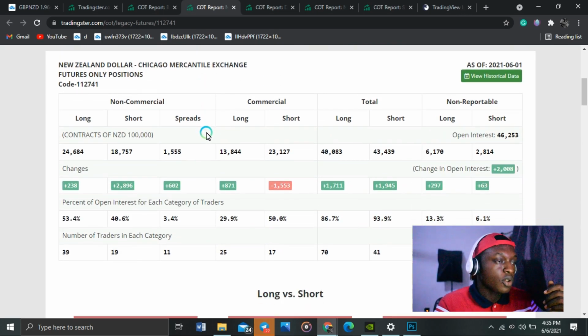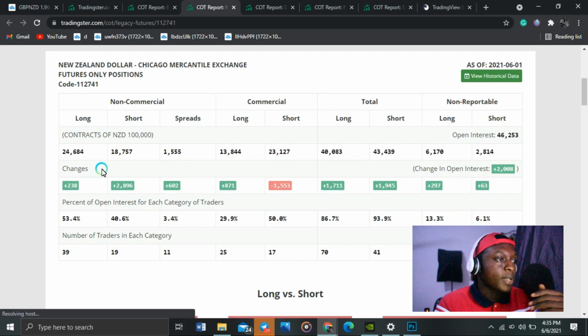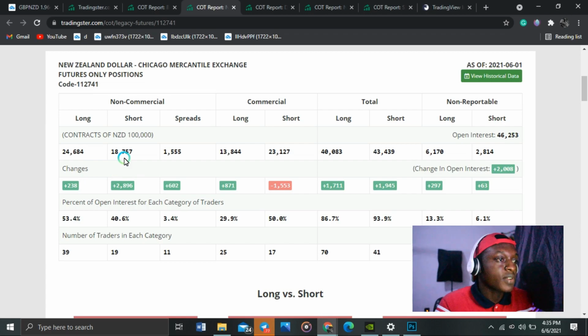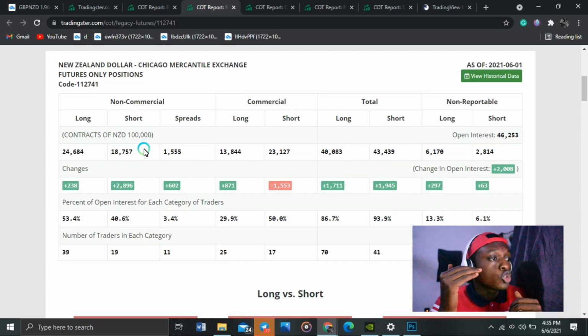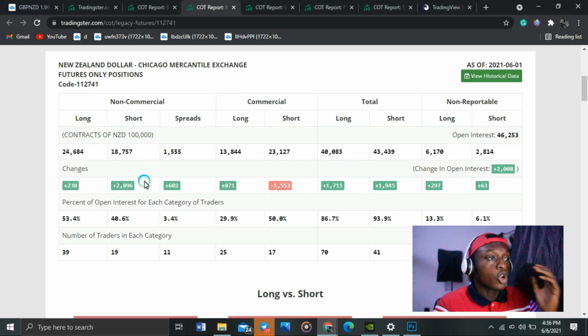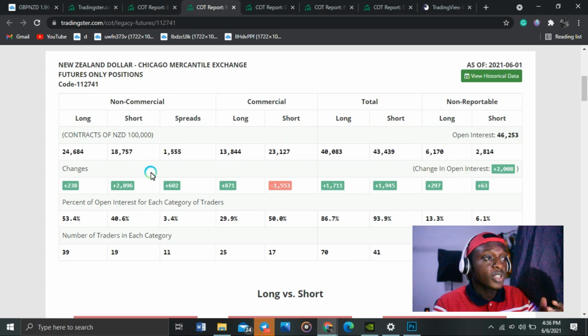That's the New Zealand dollar. On the New Zealand dollar, you can see that we had 24,684 longs and 18,757 shorts. So we had more longs than shorts. In the recent report that got released, we realized that they added 238 longs and added 2,896 shorts. So they added more shorts than longs with the previous data that got released.